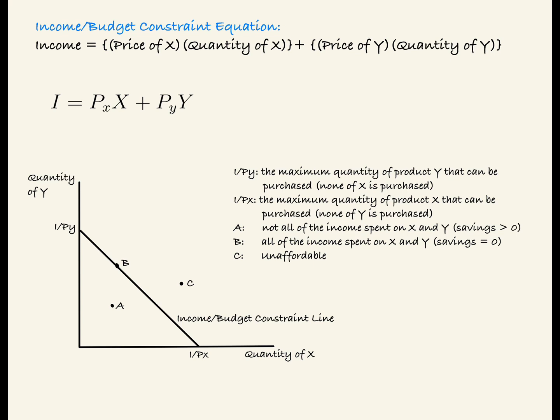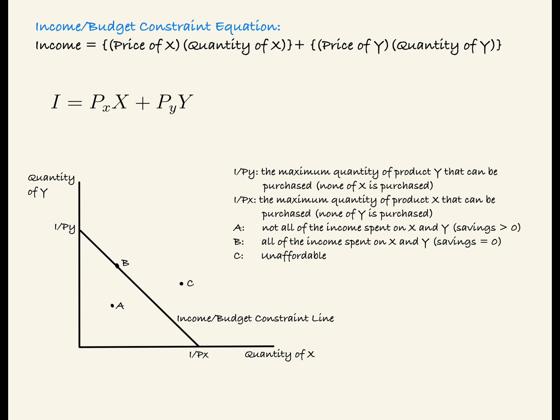Below you can see the mathematical equation. I for income equals Px, the price of X, times X, the quantity of X, plus Py, the price of Y, times Y, the quantity of Y. And below we can see the income/budget constraint line, this downward sloping line. On the vertical axis, we have the quantity of Y, and on the horizontal axis, we have the quantity of X.